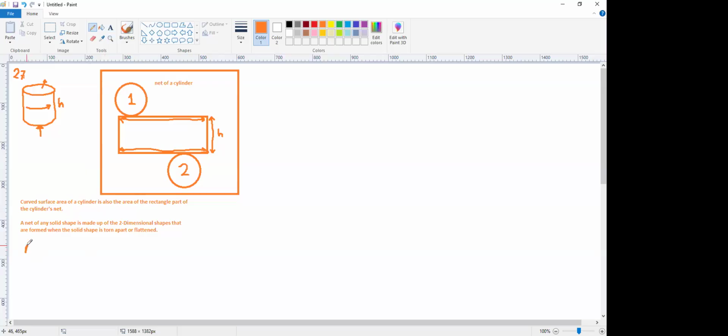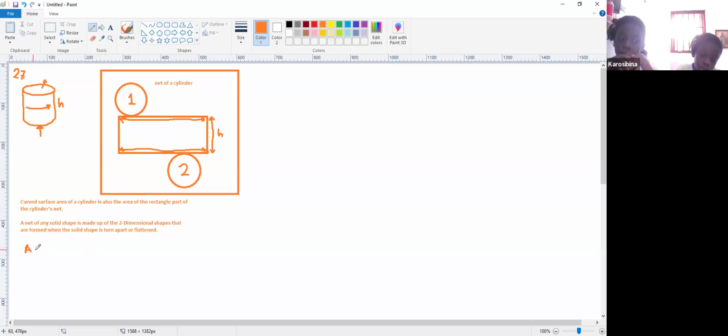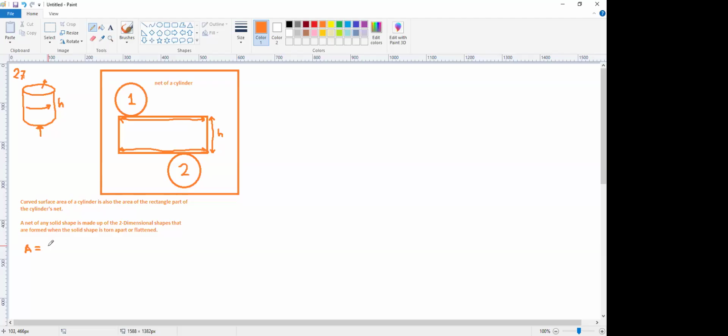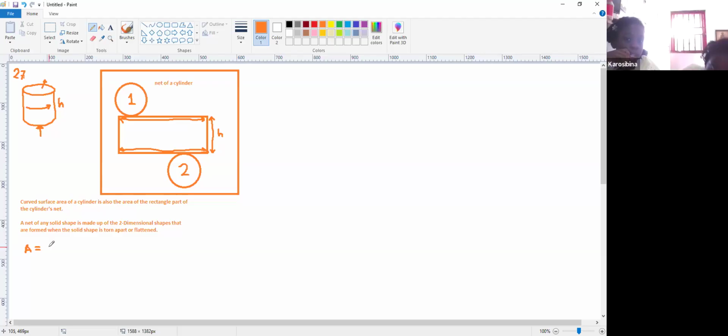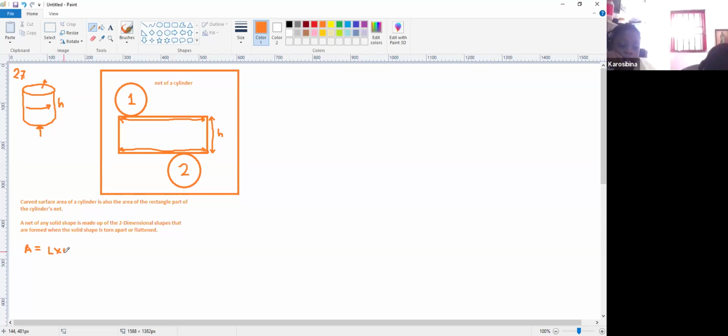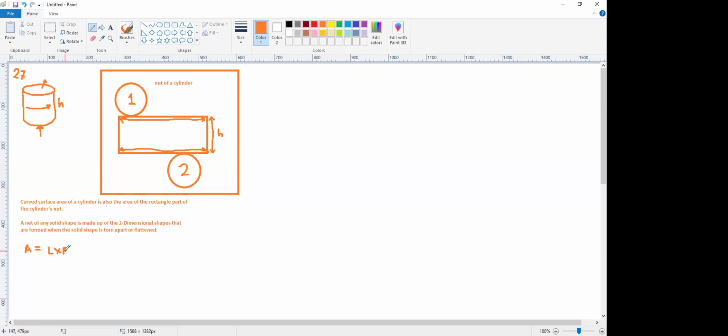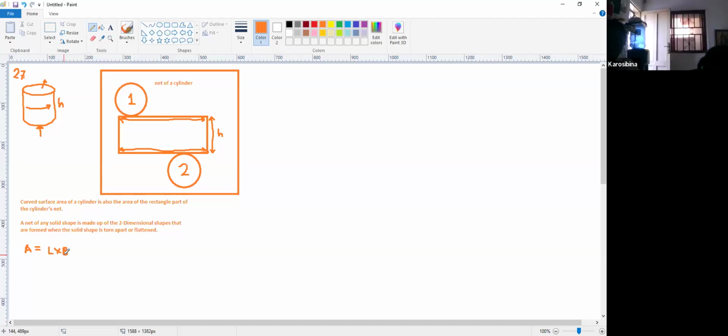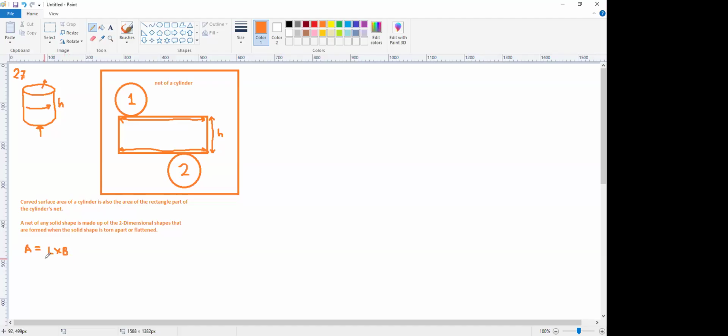A is equal to L times B. Area, not perimeter. No need for any open bracket. It's just L times B.